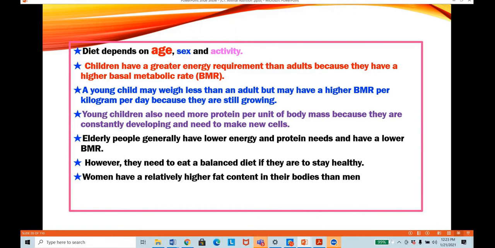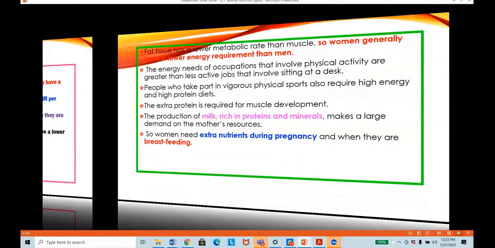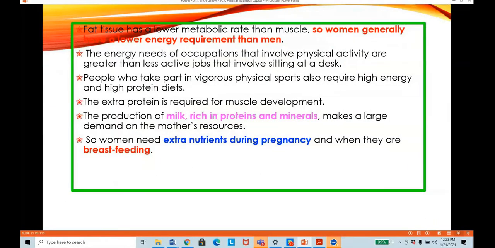Also, the growth function of protein is impaired after growing age. Protein is only required for repair and maintenance in the body. So generally for elderly people, the energy requirement is less. We were also discussing how the energy requirements increase during pregnancy and breastfeeding for a woman, because she needs extra energy and more nutrients to cater for the growing baby and also for the production of milk during lactation.